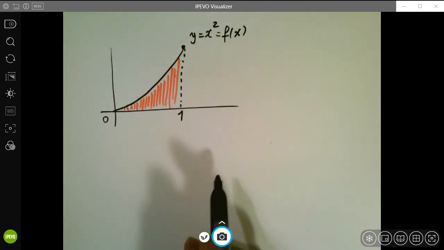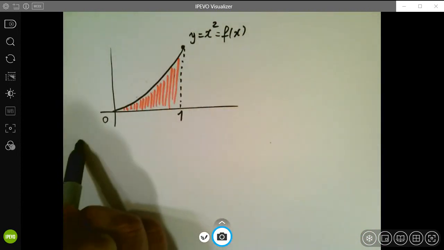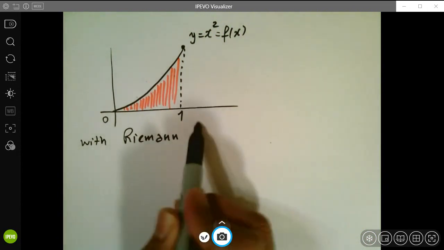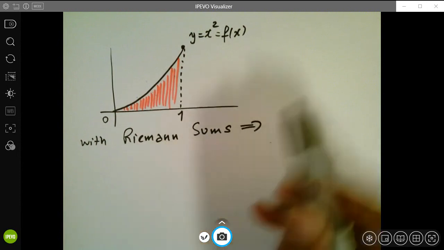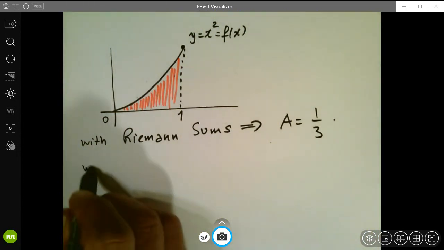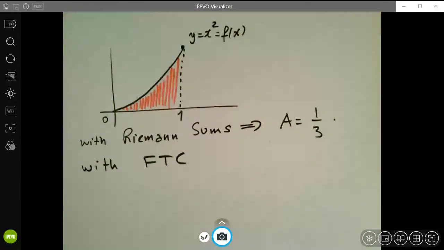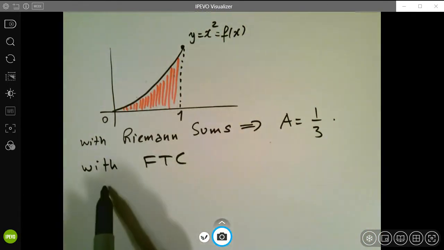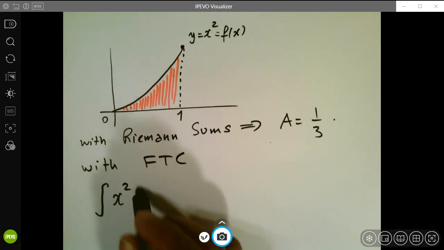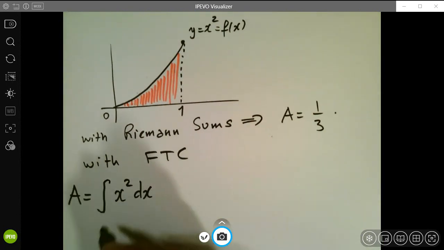We can still use Riemann sums to solve this problem. This is still okay, I think, with Riemann sums. We can still find A is 1/3, if you remember. With the Fundamental Theorem of Calculus, let's see what we will get. The area is the integral from 0 to 1.